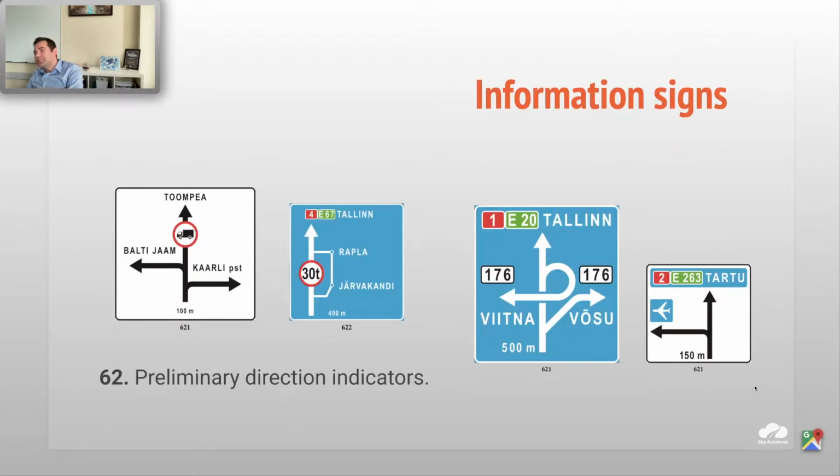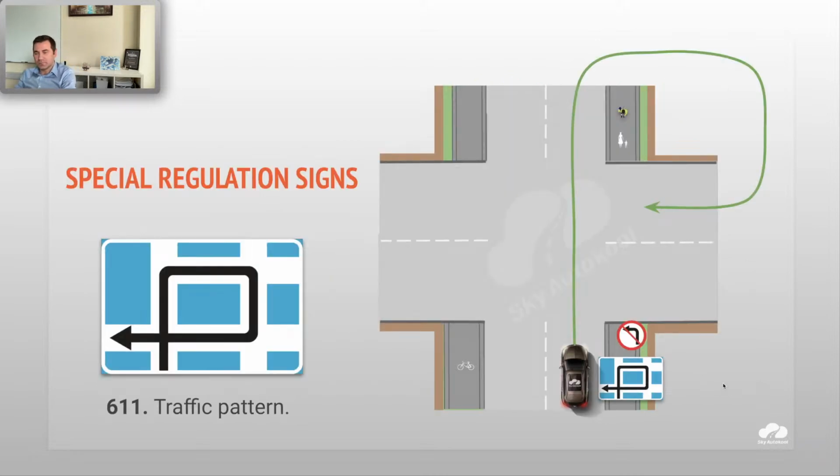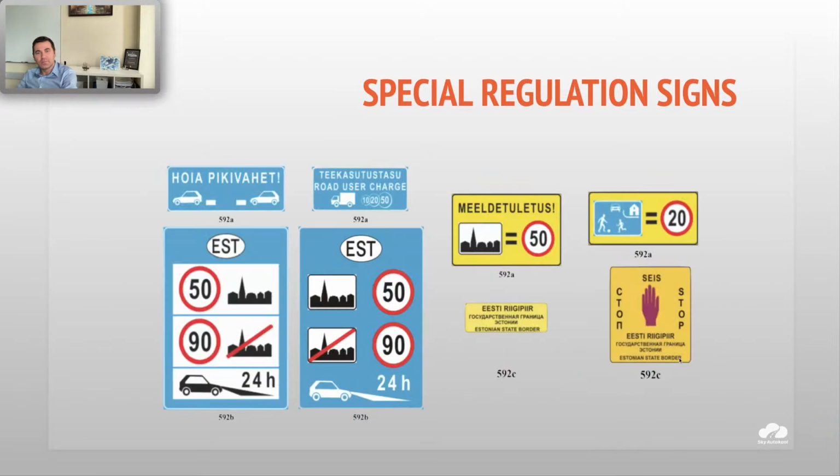And question. Yeah. So if there is no restriction to the left, then by default you can turn, right? Yes, exactly. If you don't see any prohibitory sign, you can turn to the left, and you can also make a U-turn.